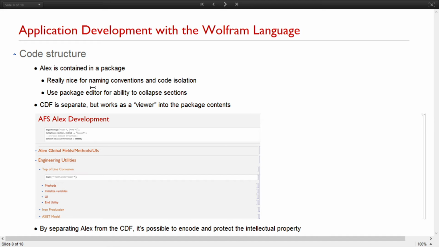I also like the package editor, basically just because it allows me to collapse these different sections, and I can organize it really nicely. I can have an individual module and then everything related to that, and isolate out the methods from the UI and things like that. And the other thing that's nice is when you have it in a package as opposed to a CDF, you can protect that and you can encode it, and that way your intellectual property is safe.